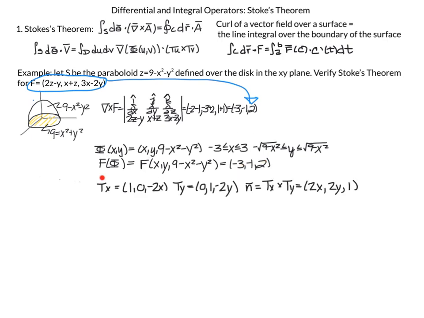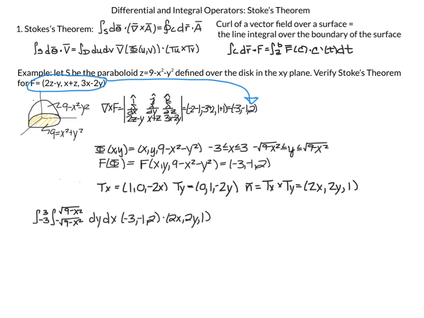To calculate the normal to our surface, I'm going to calculate the partial derivative with respect to x of our surface. So with respect to x, that's 1, 0, and minus 2x. Partial derivative with respect to y, I have 0, 1, and minus 2y. I take the cross product of my partial derivative, my tangent with respect to x, tangent with respect to y. That will give me my normal, and that's equal to 2x, 2y, 1.